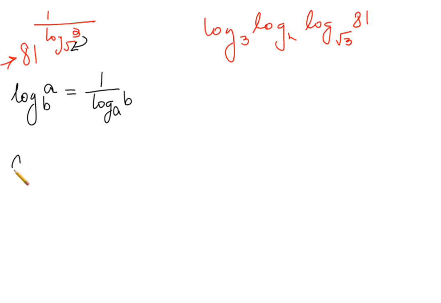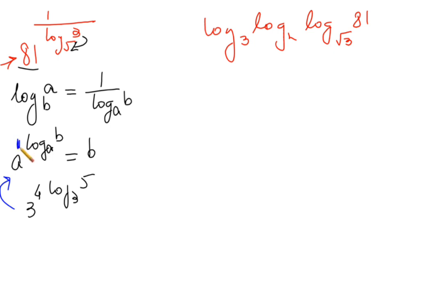Why? Because see, a raised to log of b to the base a is nothing but just b. And we all know that I can write 81 as nothing but 3 raised to 4. And here, instead of the reciprocal, I can write it as log of 5 to the base 3. Now, if I want to use this property, I need to realize that there was nothing given here, so I need to get rid of this 4.